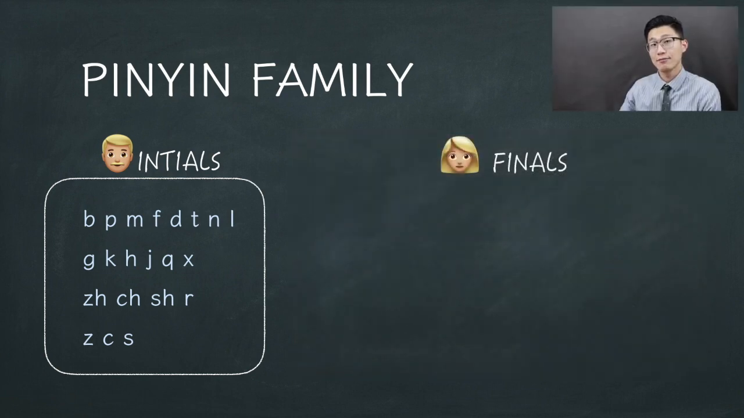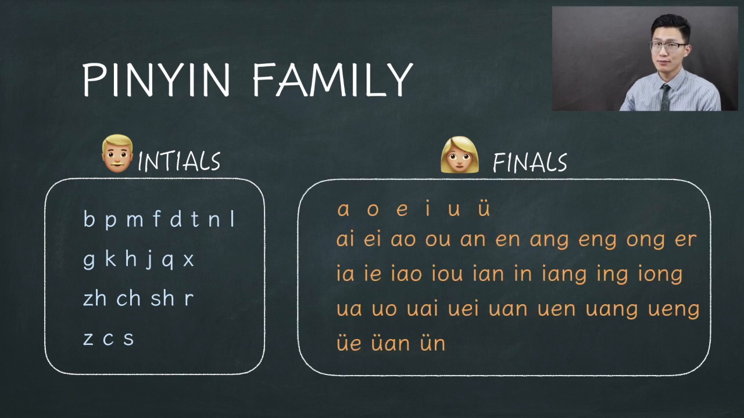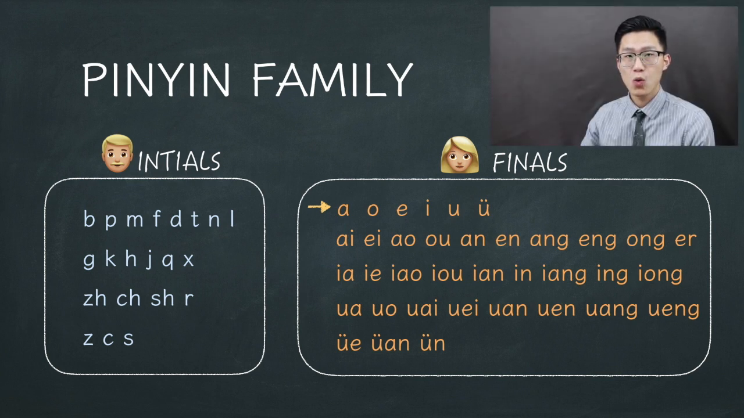Now, let's have a look at the list of mothers. There are 39 altogether. Shall we give them a try? The first line: a, o, e, yi, wu, yu. The second line, the combined ones: ai, ei, ao, ou, an, en, ang, eng, ong, er. The last one is er.